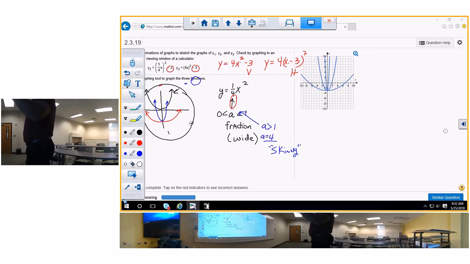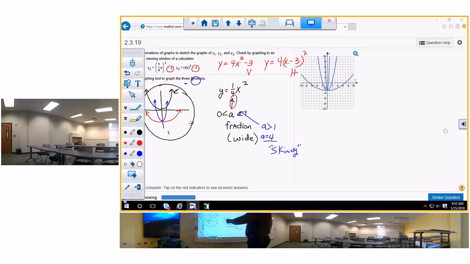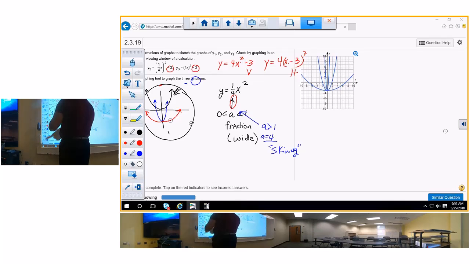So look at the black graph right here and look at the red. Besides the vertical shift, I squished it on the y-axis, and I pulled it along the x-axis. So I stretched it along the x-axis, and I compressed it along the y-axis. Both of them do the same thing. It makes it a squatty type graph.